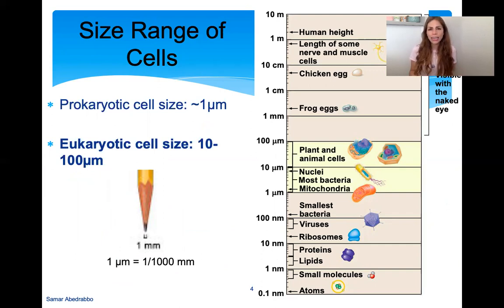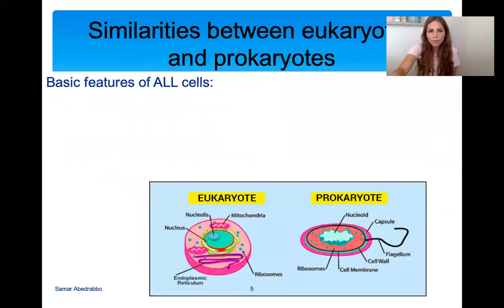And to give you an idea of how big that is, the tip of a pencil is about 1 millimeter. If you divide that 1,000 times, that size is 1 micrometer. So bacteria are usually an average size of 1 micrometer. Eukaryotic cell size can range from 10 micrometers to 100 micrometers. Micrometers, again, and microns are the same thing.